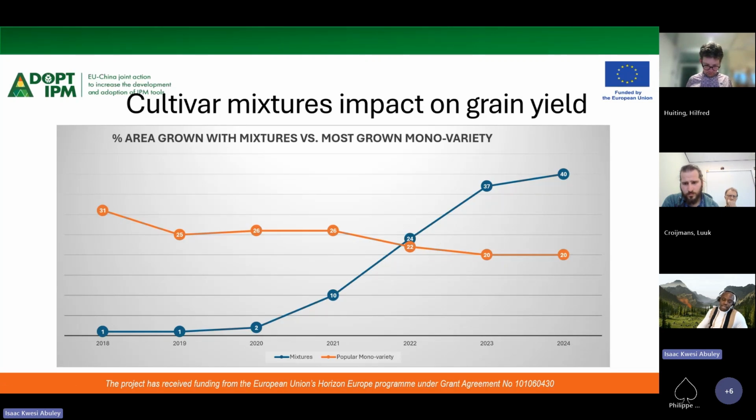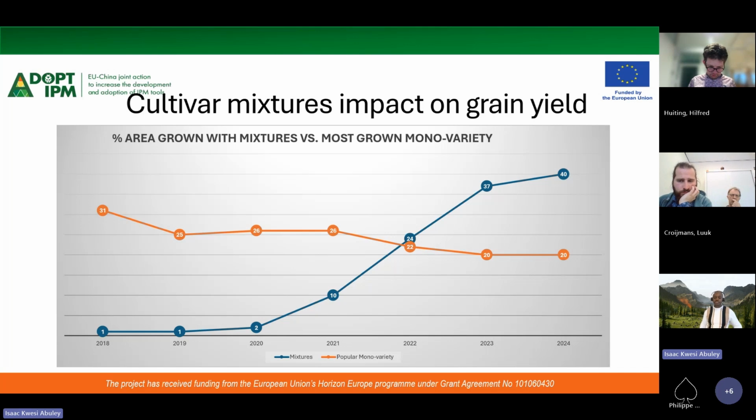In Denmark, if you look at the figure here, you see mixtures, which is the blue color, has been steadily increasing. In the past 3 years, since 2021, it has really increased from 10% to 40% in 2024 of the area grown with wheat. Whereas the top 4 solo crops in Denmark have been relatively stable, around 31 to 20%. So you see that the growers in Denmark are seeing the relevance of mixtures due to some of the reasons I've just told you: disease reduction and also yield stability.